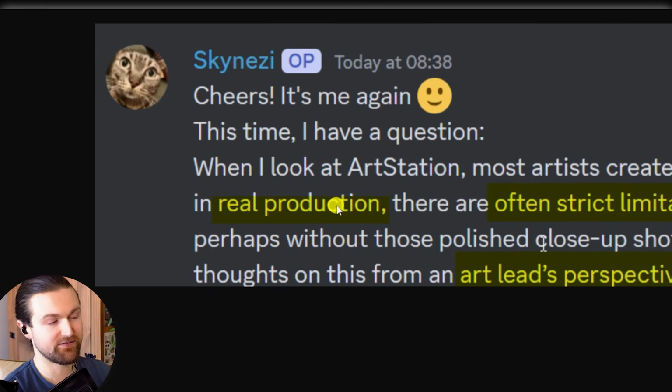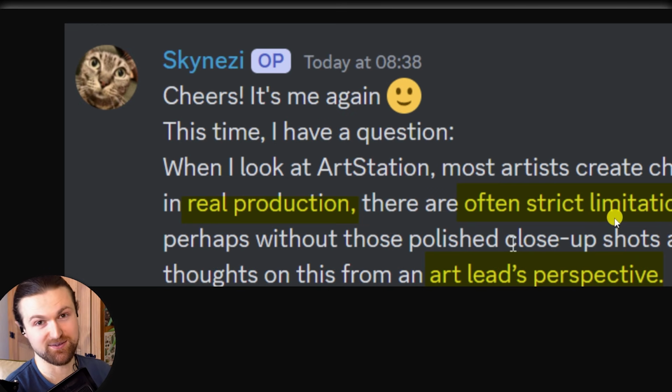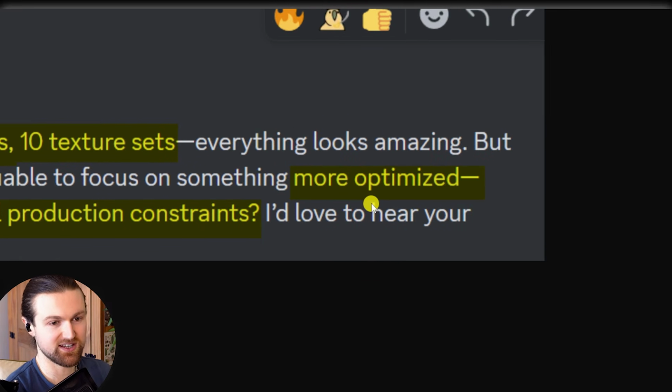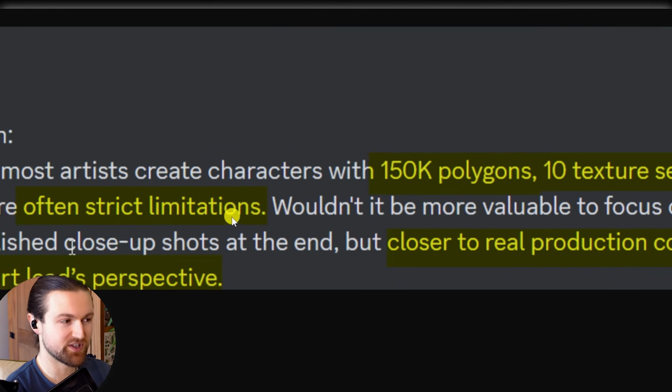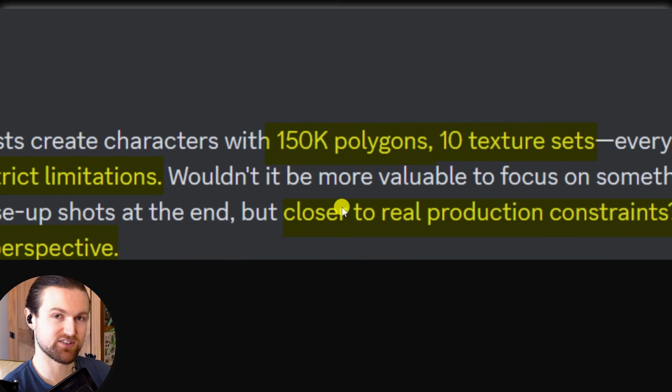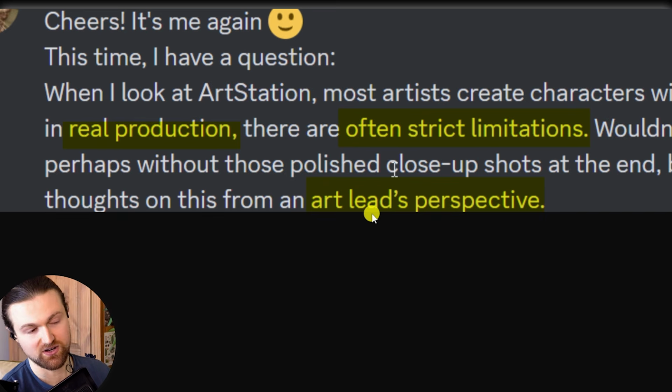Now that's obviously great for a portfolio, but then there's often strict limitations when it comes to games. So that's completely true. And the question is basically focusing on what's better to have in the portfolio, an optimized character or something that's really high fidelity. This is a super good question. And you're asking from an art lead's perspective, how would I basically look at it? I'm glad you asked this question because it's really common when I'm looking at stuff.